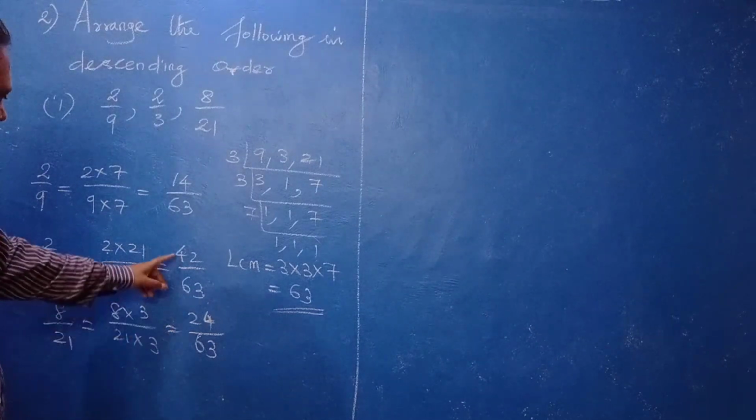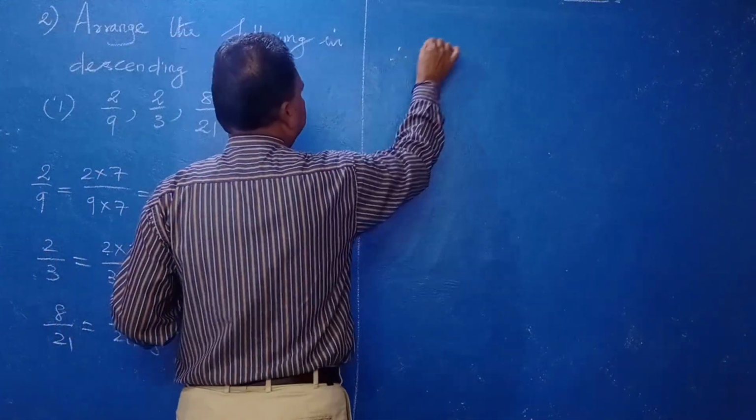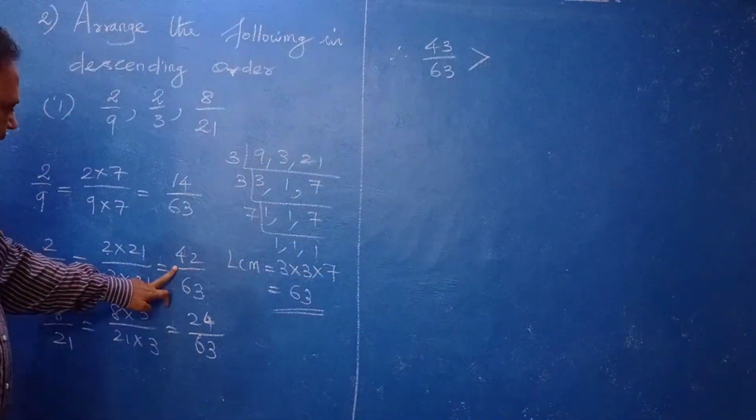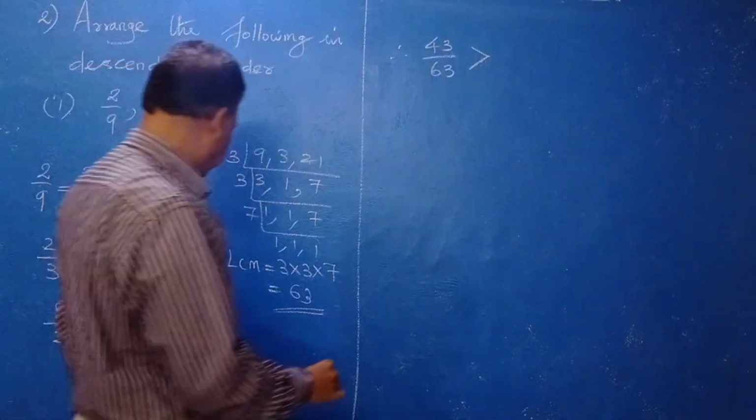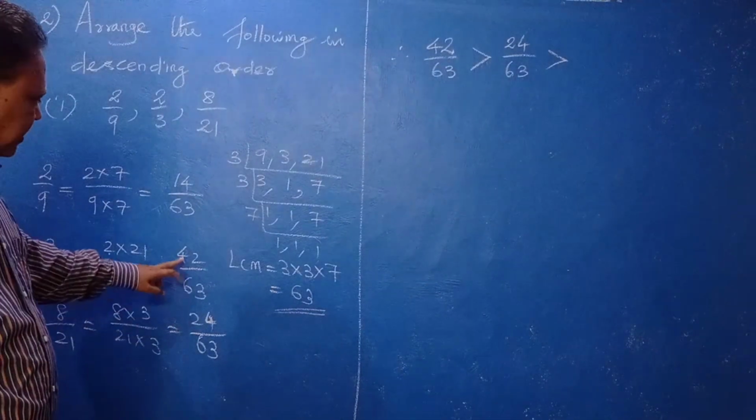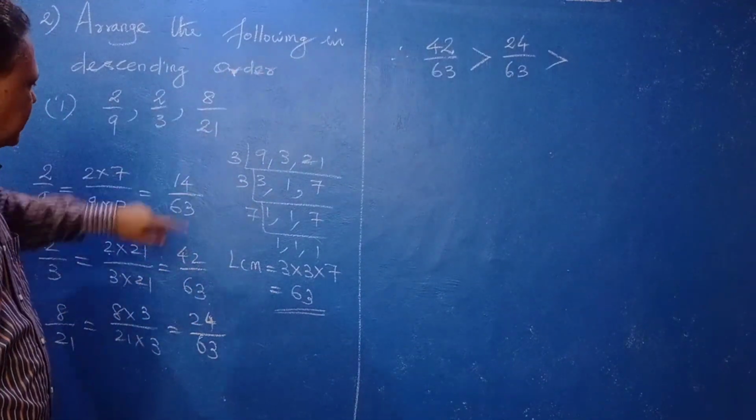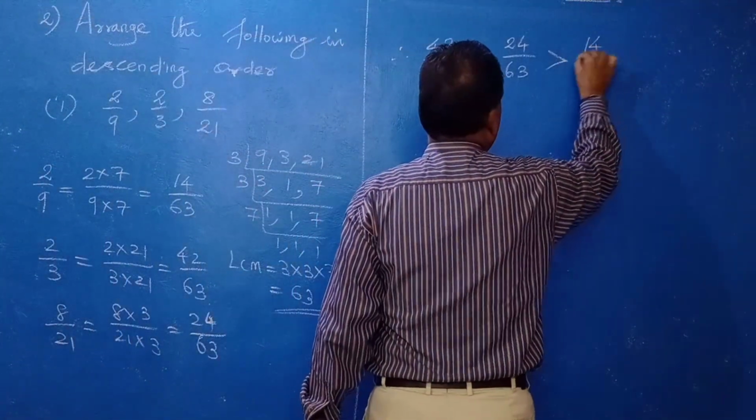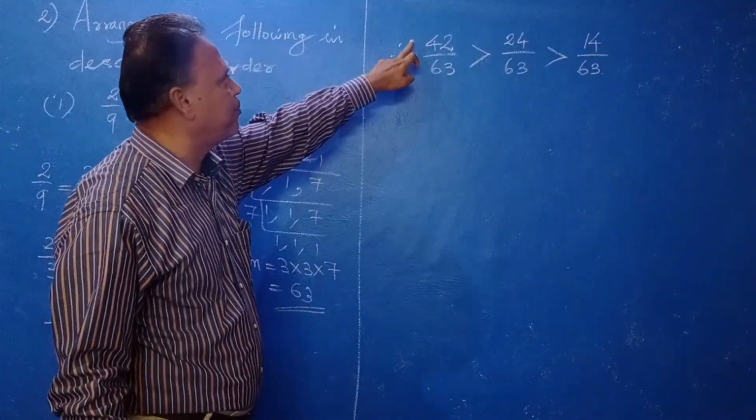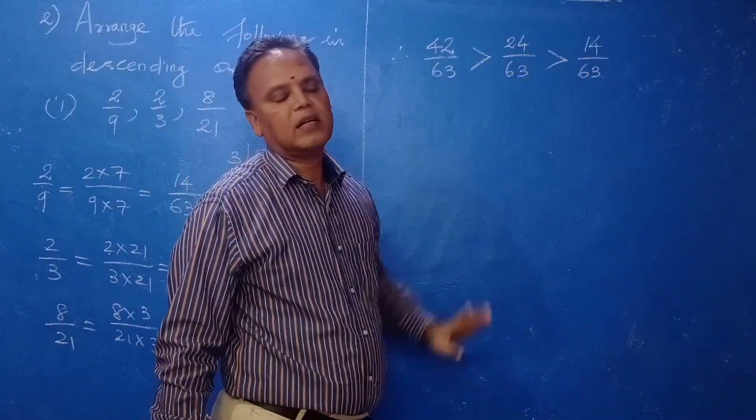Here, which is the biggest? 42. That you write first. Therefore 42 by 63 is greater than. Then the next greater is 24 by 63, which is greater than 14 by 63. Right? Clear? So like this you have to look at the numerators and write big to small. 42 is greater than 24 is greater than 14.